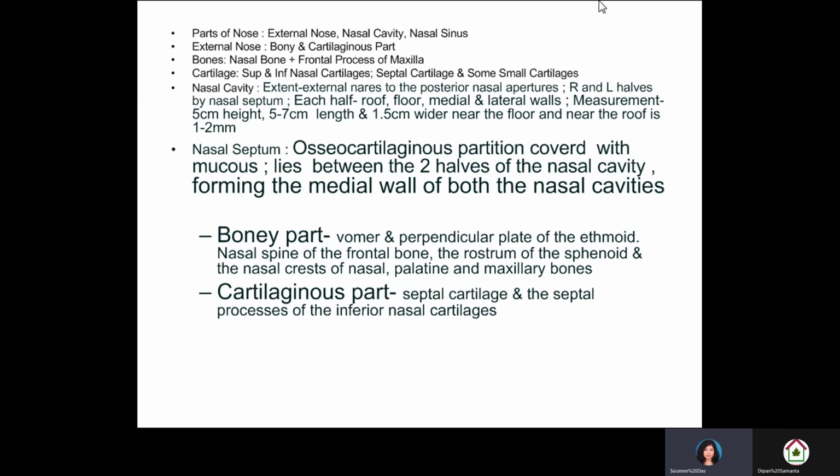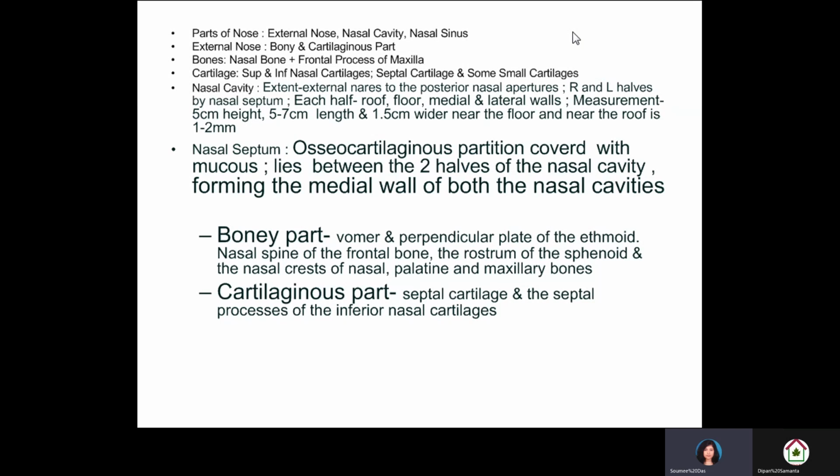So what constitutes the bony part? These are nasal bones and the frontal process of maxilla. And the cartilage of the nose is divided into the superior and inferior nasal cartilages, septal cartilage, and some small cartilages. Okay, so superior and inferior nasal cartilages, septal cartilage, and some small group of cartilages. We will see later in detail.